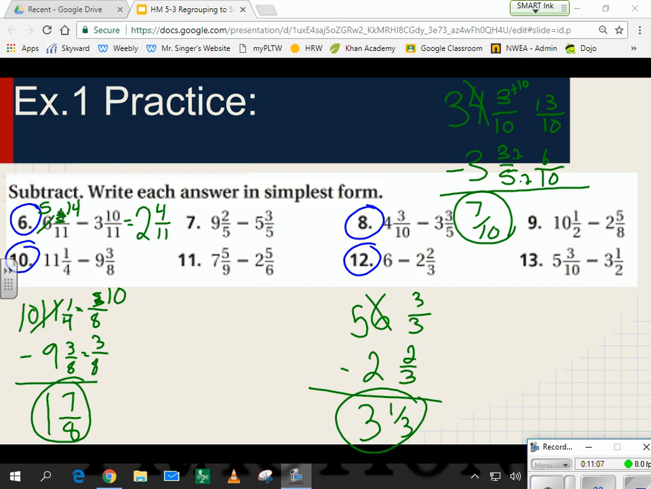And for 12, I had to take a whole 6 and make it into 5 and show one whole fraction to the right of it. So I noticed that we had 3 as a common denominator, so I used that again. 3/3 minus 2/3 is 1/3. 5 minus 2 is 3. So hopefully you got those correct.